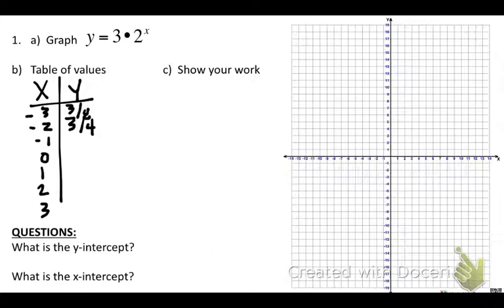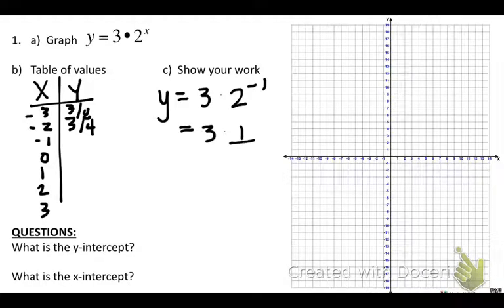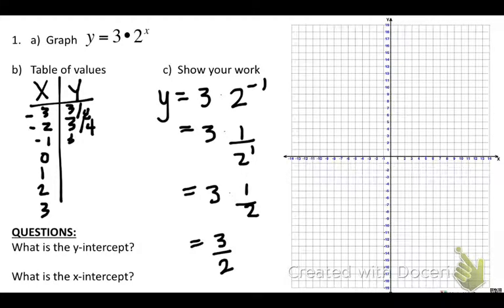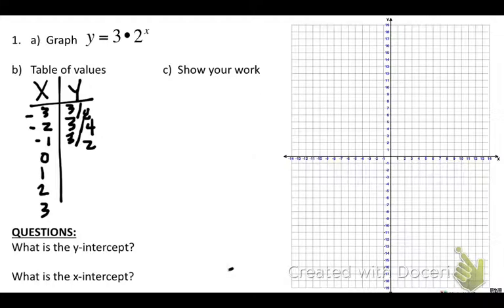So now I'm going to use the exponent of negative 1. That's going to get kicked to the bottom. Anything to the power of 1 is just itself. Multiplying across the top, 3 times 1 is 3. Across the bottom, 1 times 2 is 2. 3 halves. Oh, that's an ugly 3 halves, isn't it? Okay, let's get to those zeros and the positives.